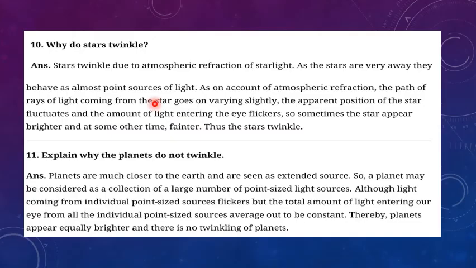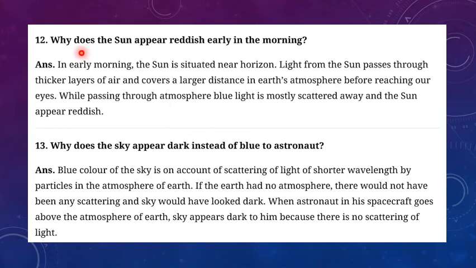Now these are some of the questions which are there in the textbook. We have also discussed this in my slides. Why do stars twinkle? And explain why planets do not twinkle. Then, why does the sun appear reddish early in the morning? Just now we discussed. And why does the sun appear dark instead of blue to the astronauts? Because up there is no atmosphere, so the light will not scatter.